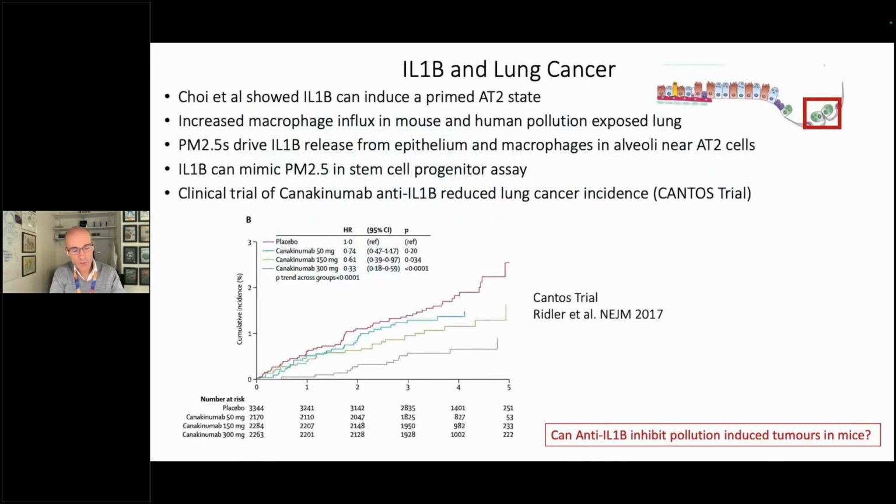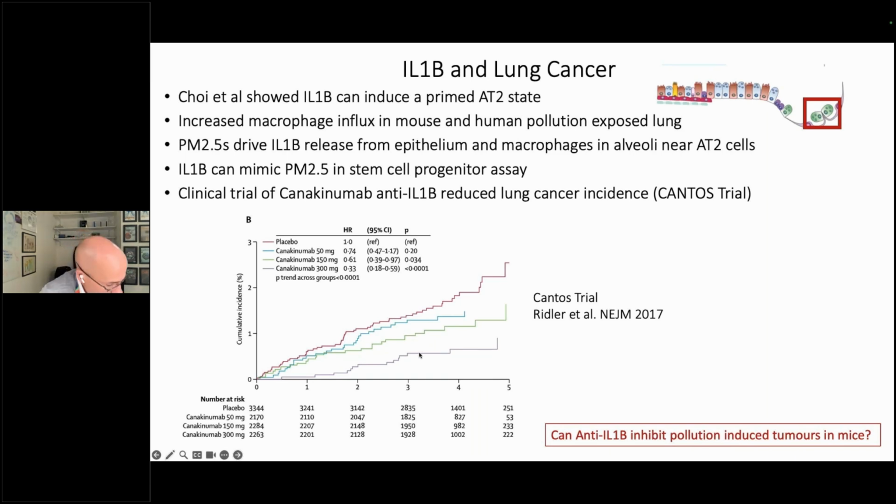Now, why am I so interested in IL-1 beta? The reason is, in 2017, this trial was published in the most prestigious medical journal called the New England Journal of Medicine, which showed that 3 different doses of an anti-IL-1 beta antibody in a trial to limit the risk of cardiovascular disease in high-risk individuals showed a dose-dependent reduction in new lung cancer primaries being formed.